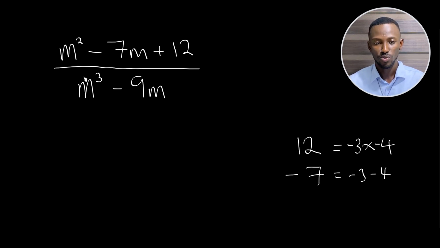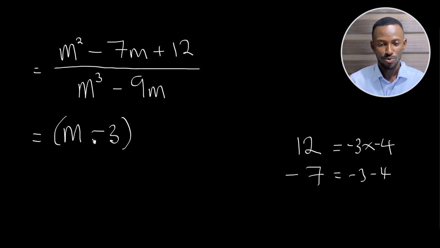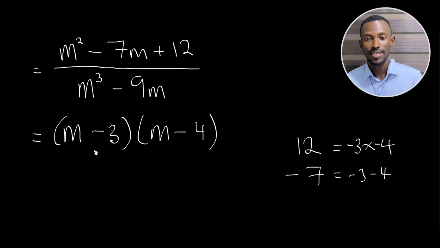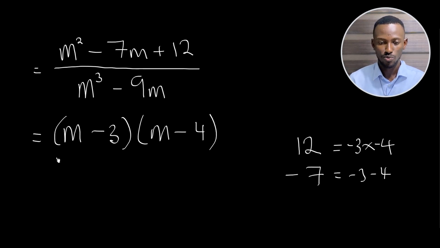So this is what we are going to do. For the numerator, we write m squared minus one of the pairs. We write one of them because there are two. So (m minus 3), bracket opens, (m minus 4). Simple. So you are done factorizing the numerator. I think that's easy. If you don't get it, just replay the section where I did the explanation.